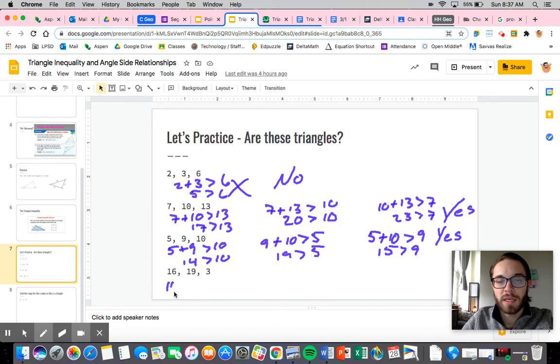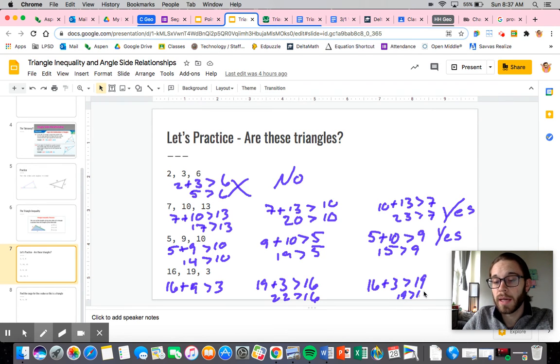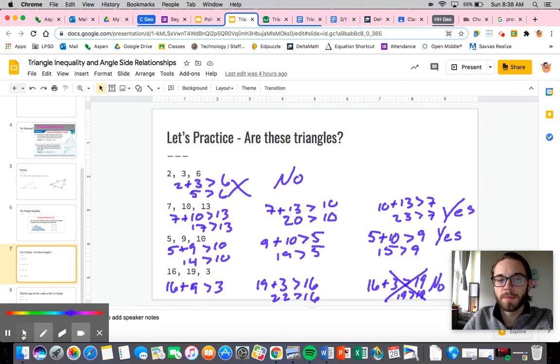All right, so 16 plus 19, well, I'm not even going to bother doing that adding. That's clearly bigger than 3. Okay, 19 plus 3 is definitely bigger than 16. That's true, right? 22 is greater than 16. And then we have 16 plus 3. Is it greater than 19? No, it is equal to 19. As we said, if it's equal, it does not work. So this is a no. So these three sides would not represent a triangle.